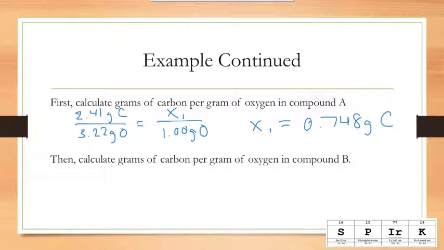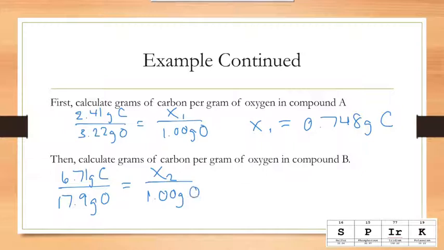Now for compound B, we're going to do the same thing. So 6.71 grams of carbon for 17.9 grams of O. Same thing, we're going to call this one X2. We want to figure out how many grams of carbon are present in compound B for every 1 gram of oxygen. So when we do the math here, we get 0.375 grams of carbon.